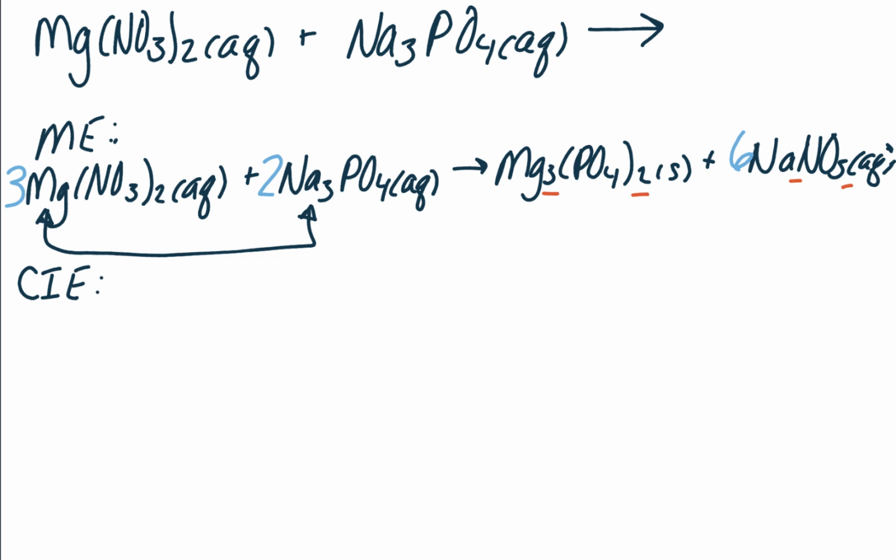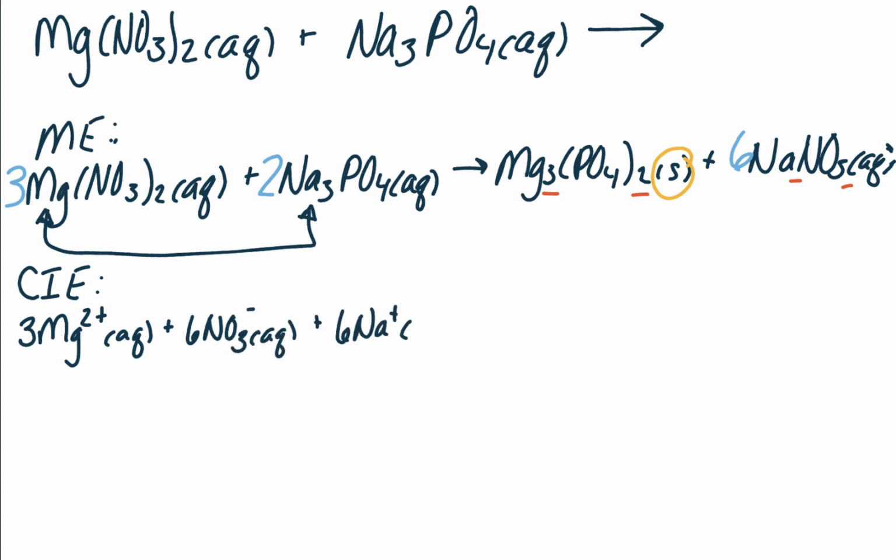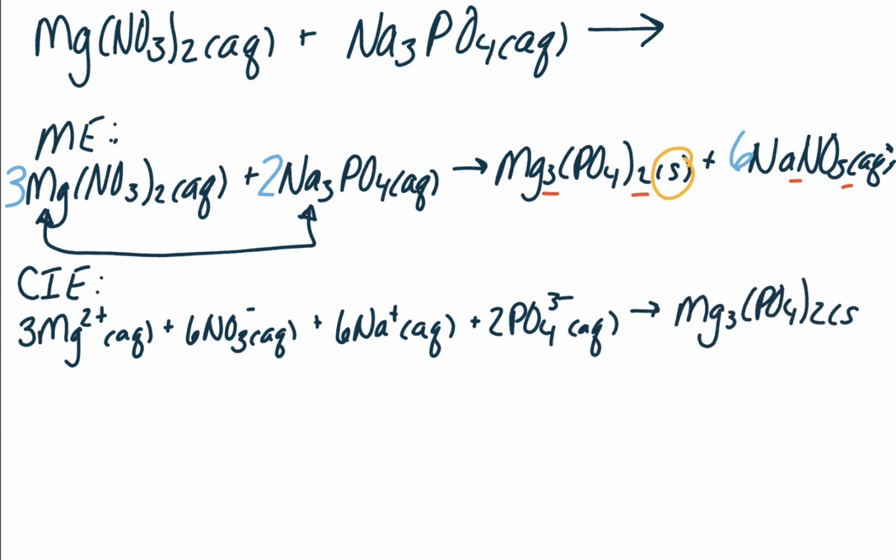Every ionic compound that is aqueous, I am going to write as an ion. If it's a solid, a liquid, or a gas, then I'm going to write it as a compound. Now I have a complete ionic equation. At this point, it's always worthwhile to check and make sure everything is still balanced. So I have 6 nitrates and 6 nitrates. I have 6 sodium, 2 phosphate, 2 phosphate, and 3 magnesium. So that's a good indication that everything is still working out okay.